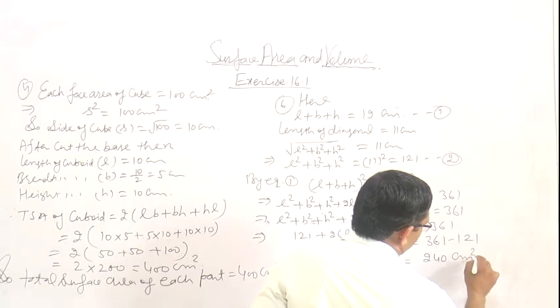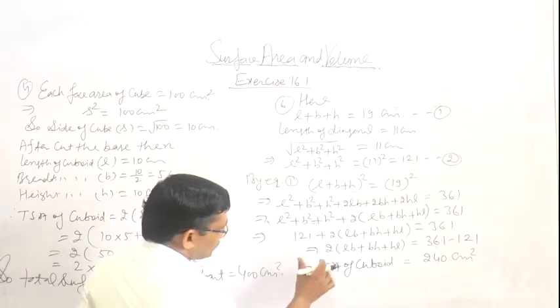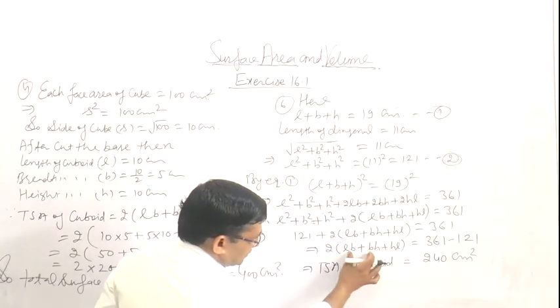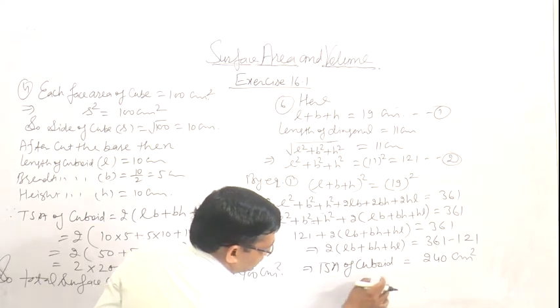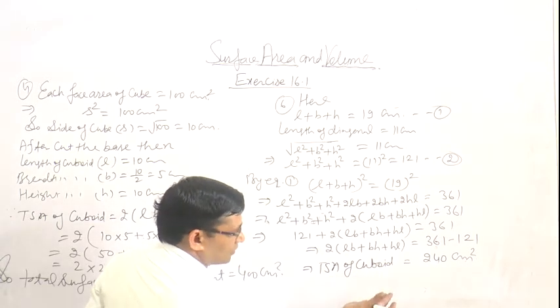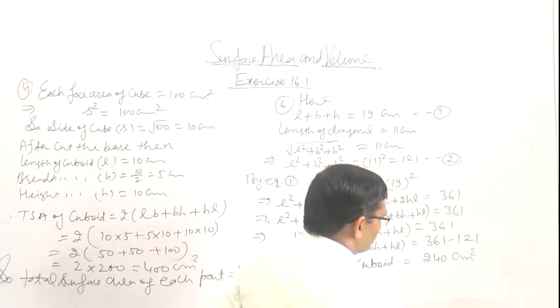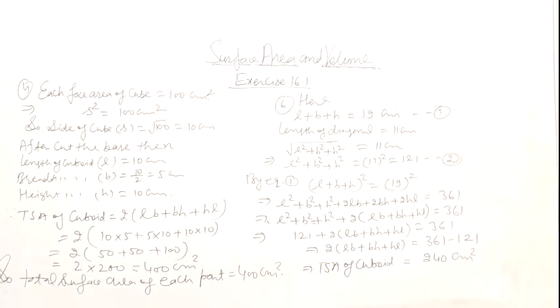240 centimeter square. 2 into (LB + BH + HL). So what can we write? TSA of cuboid, we had to find the TSA of cuboid. So TSA of cuboid is equal to 240 centimeter square. This is the total surface area of cuboid, that is 240 centimeter square.